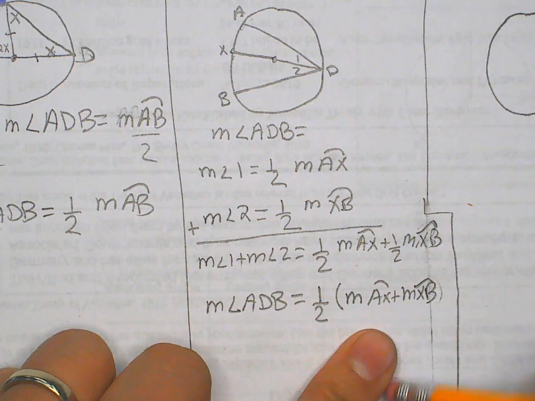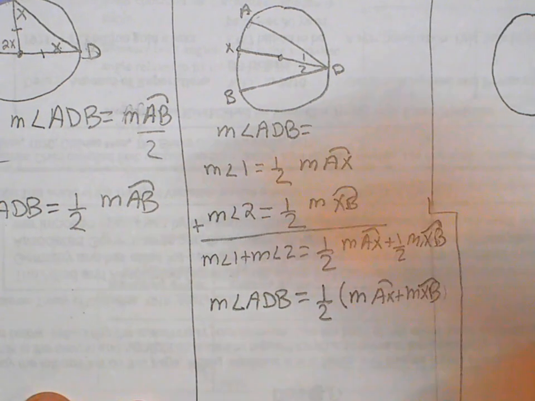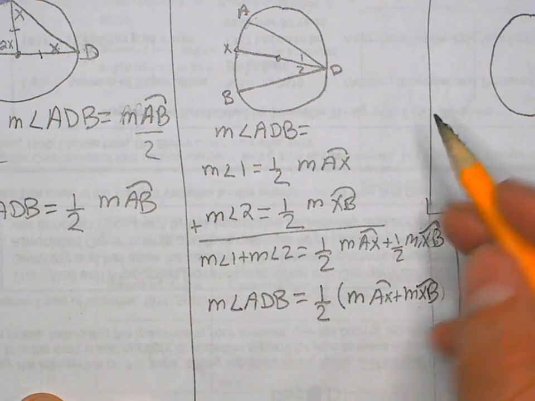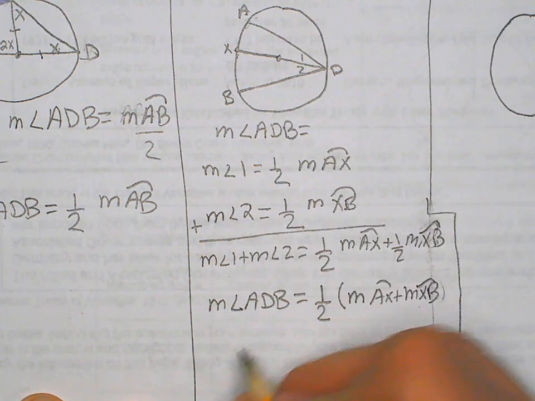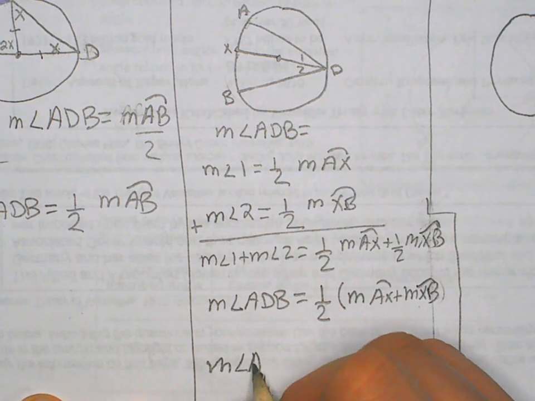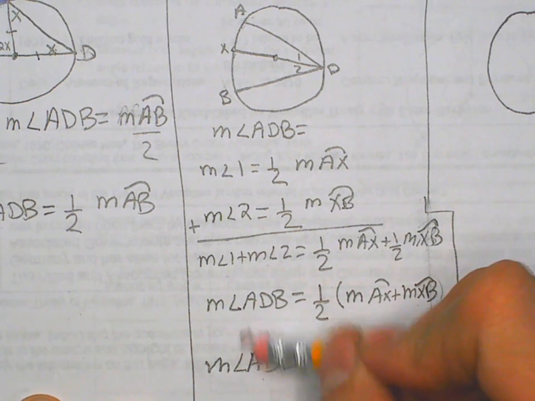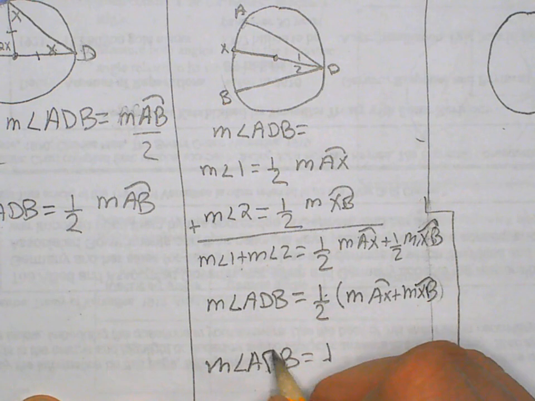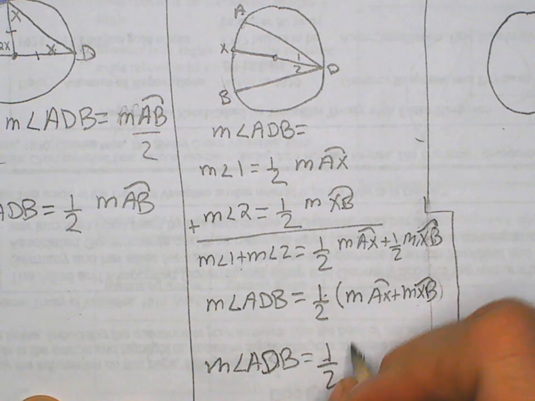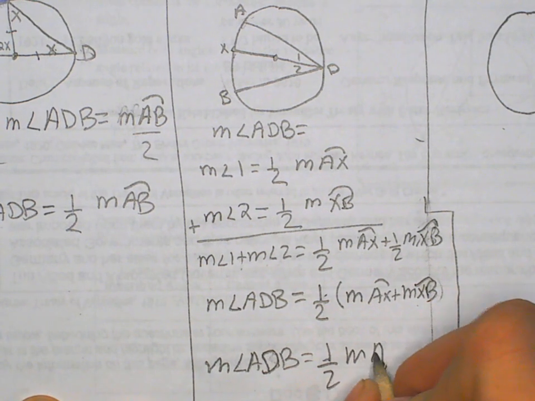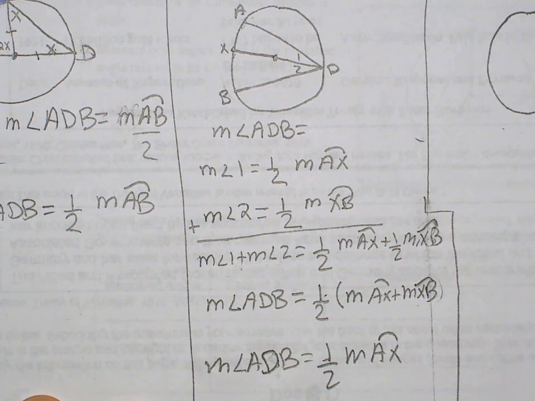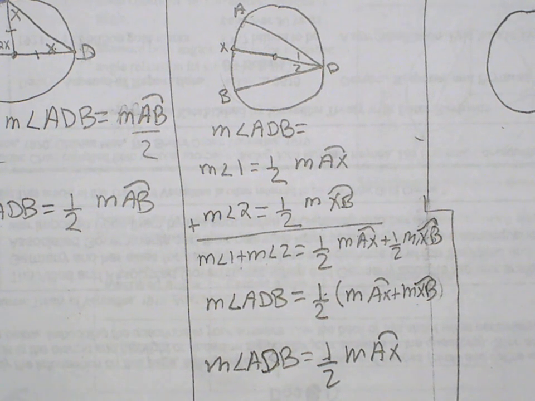There you go. You can always just move the line, I guess. All right, so this right here is actually the whole arc AB. So the measure of angle ADB is going to be 1/2 the measure of arc AB. So as you can see, it's literally the same thing.